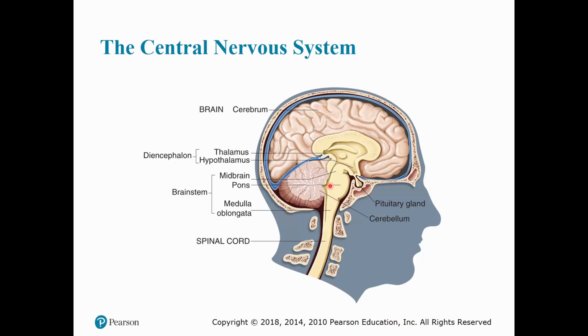Your cerebrum is the larger portion of the brain. This controls your sensation and thought and also manages all of your conscious movements. Your brainstem, which is comprised of your midbrain, pons, and medulla oblongata, controls your respiratory, cardiac, and vasomotor functions. Your cerebellum, which is this section here, coordinates all of your muscle activity and maintains balance based off of input from your eyes and ears.